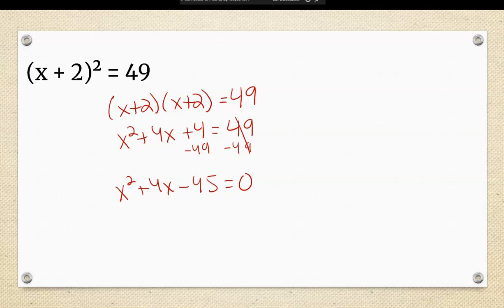From here, basic factor or slip and slide? Basic. Multiplies to give you negative 45, adds to give you positive 4. Negative 5 and positive 9. Good. That's the easiest. So my solutions are positive 5 and negative 9. No, that's right.